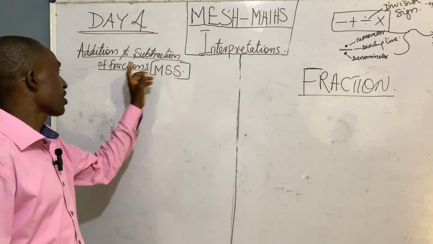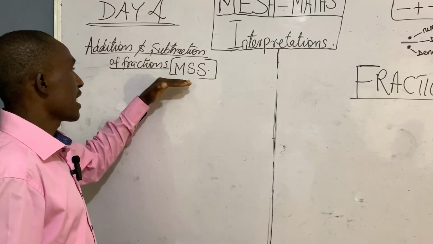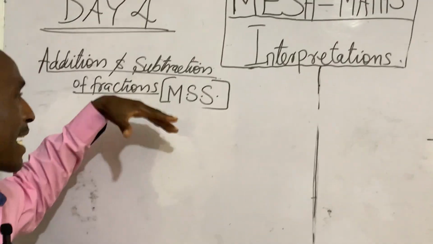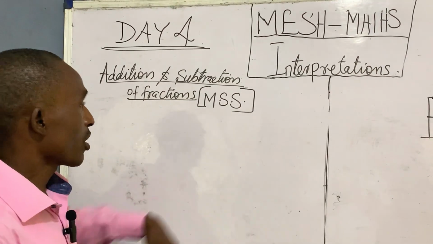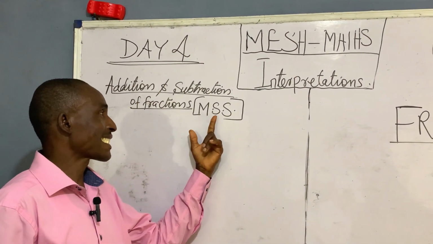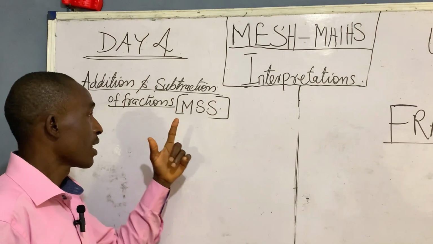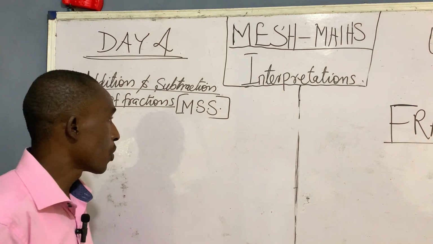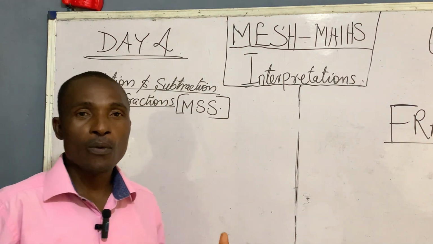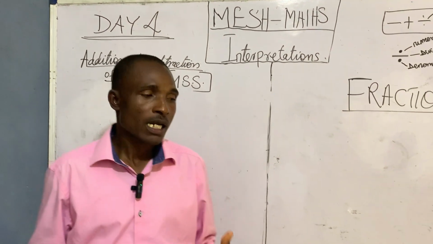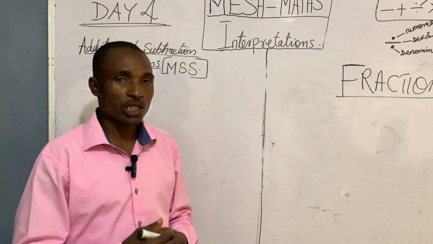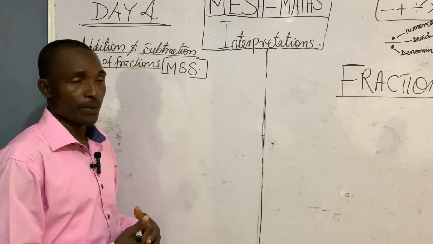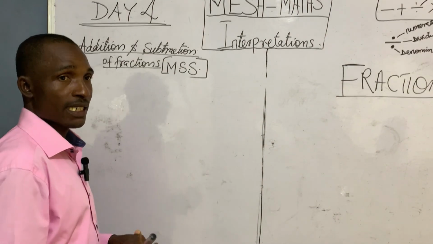Looking at this, addition and subtraction of fractions in maths is known as MSS. So when we talk about MSS, what does it mean? We're talking about master-servant settlement. Again, master-servant settlement. So I want to tell you why we moved where we moved. Let me quickly just introduce the example. Let's look at this.